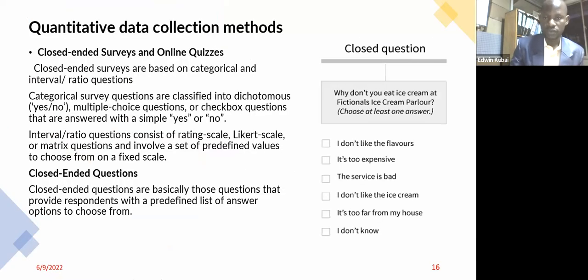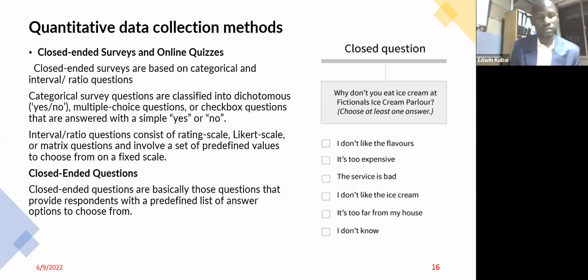So for quantitative, you use closed-ended surveys or online quizzes. And closed-ended surveys are based on categorical variables, or what you call interval or ratio variables. So categorical survey questions are classified. You can either have the dichotomous, where you have a question with yes or no, or multiple choice questions, or checkboxes that can be used to respond to that. Interval or ratio questions consist of a rating scale. You can have Likert scale or matrix questions that involve a set of predefined values to choose from on a fixed kind of scale and so on.